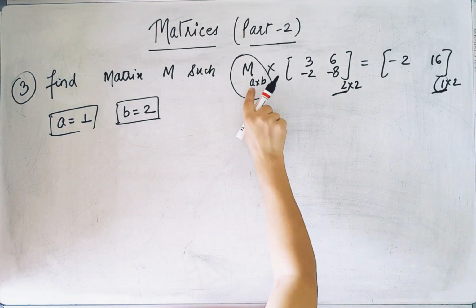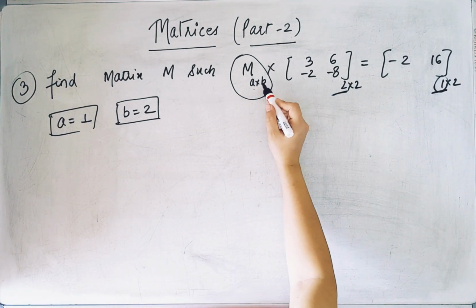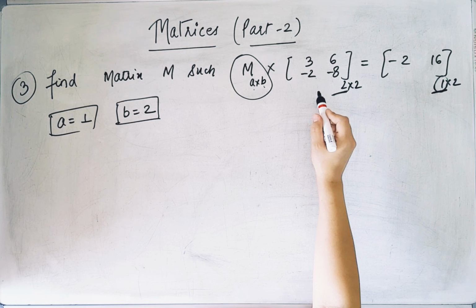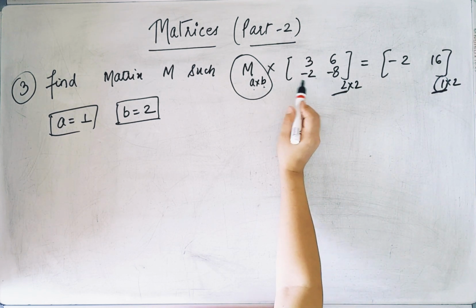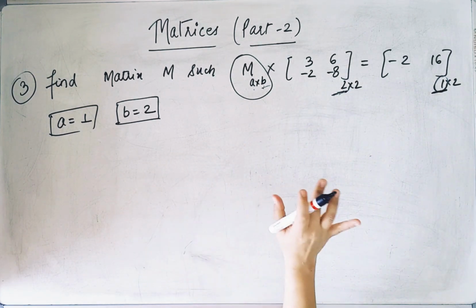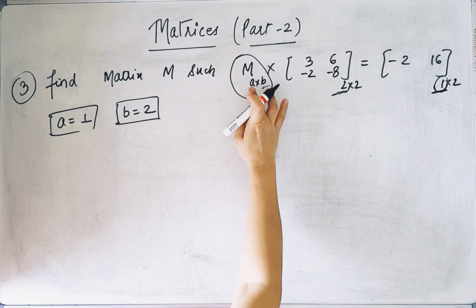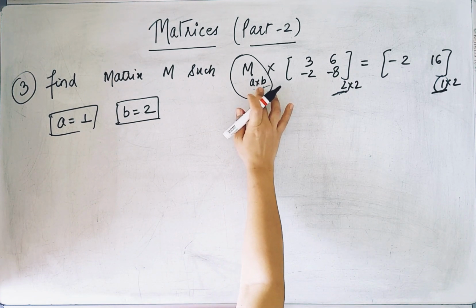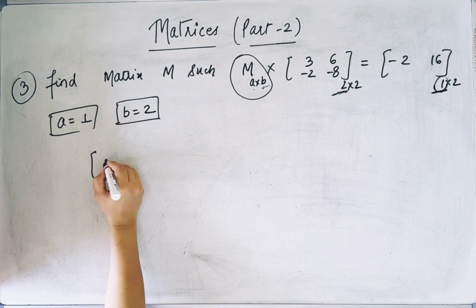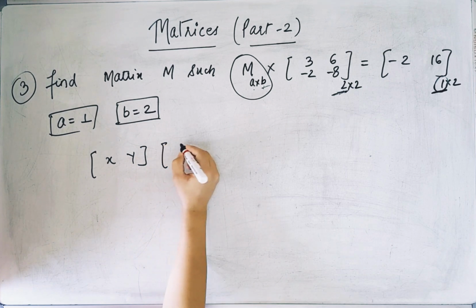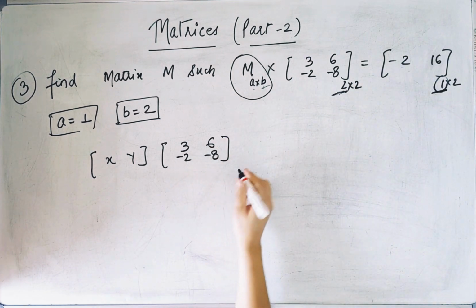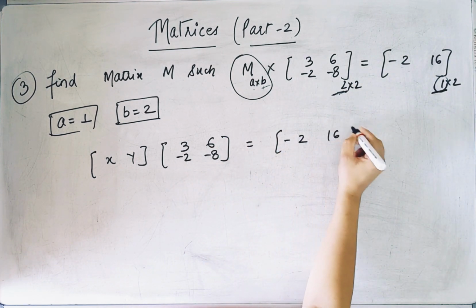So we took A as 1, rows is 1. Now how many columns will it have? The columns of this matrix is equal to the rows of the second matrix, because if its columns and the rows of the second are equal, then only multiplication is possible, otherwise multiplication is not possible. Now we have come to know the order is 1 into 2. That means we can write this matrix as row is 1 but column is 2. So x and y we can write, and we have to multiply this matrix by the given matrix, 3, minus 6, minus 2, minus 8, and this is equal to minus 2, 16.